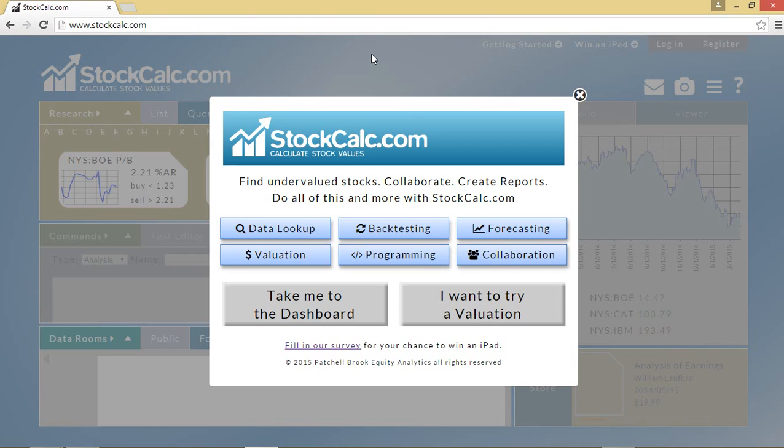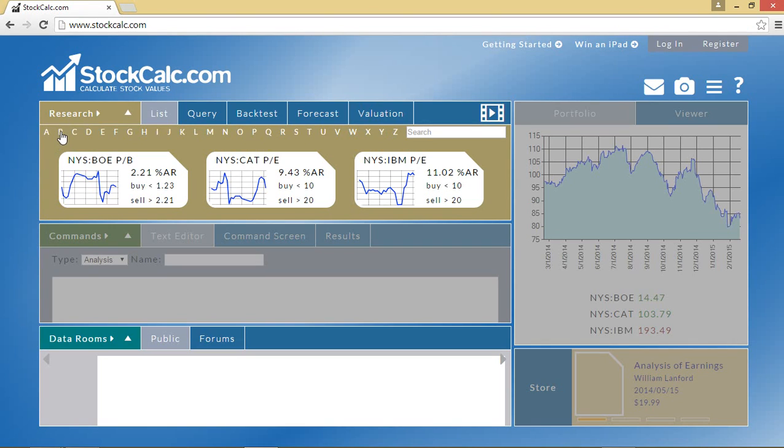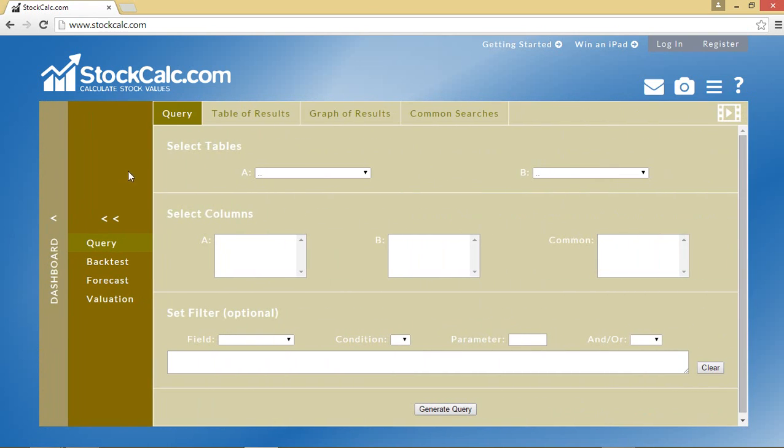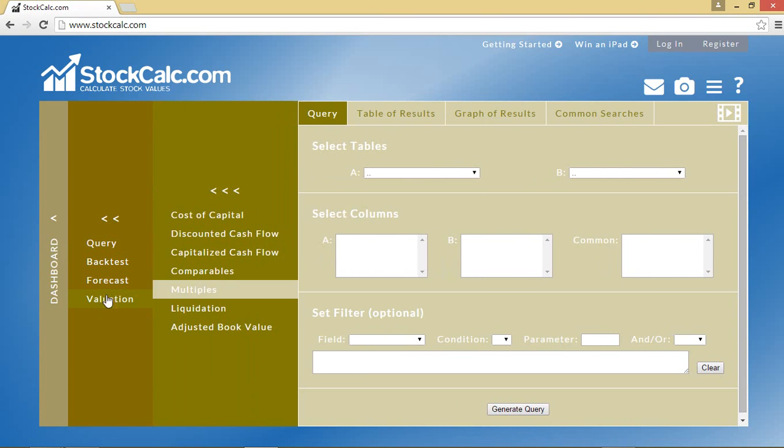Hi, my name is Brian, and today we will be using the StockCalc.com website to do a variety of valuation calculations for General Electric. The valuation modules are contained within the Research menu, which you can activate by clicking Research from the home page. You can see the Query, Backtest, Forecast, and Valuation modules. Click on Valuation to reveal the submenus.